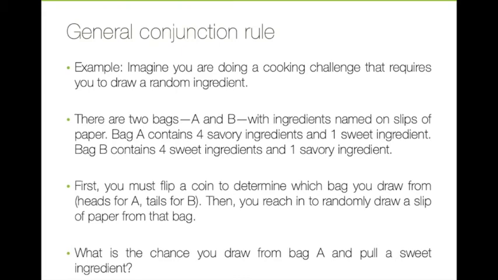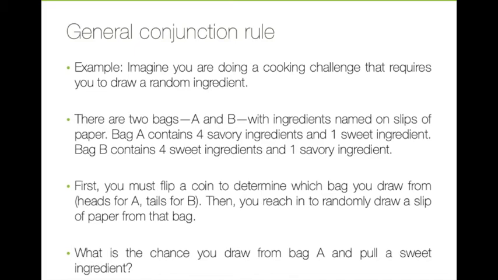This example draws loosely from one in the Weisberg text, but it's a little different. So imagine you're doing a cooking challenge and you're required to draw a random ingredient. And this is how you're going to draw it. There are two bags, A and B, and in each of the bags are ingredients named on slips of paper.